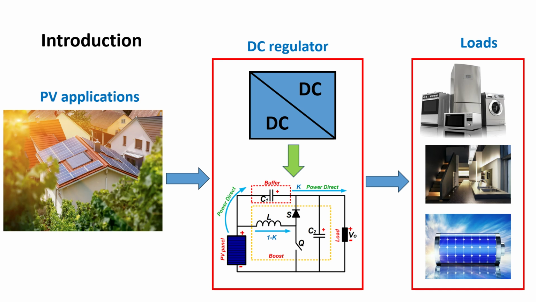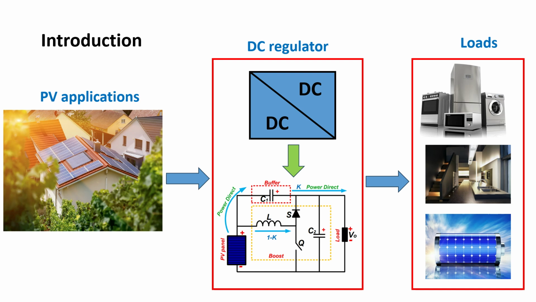Photovoltaic (PV) systems generate DC power that must be conditioned before being delivered to different types of loads. In this application, the DC regulator plays a crucial role, as it ensures that the power coming from the PV panels is processed efficiently and adapted to the required voltage level.